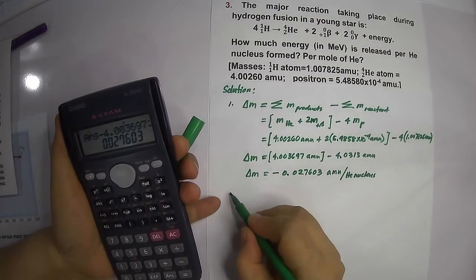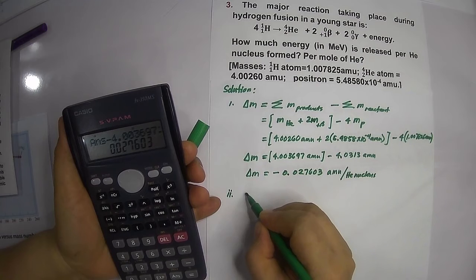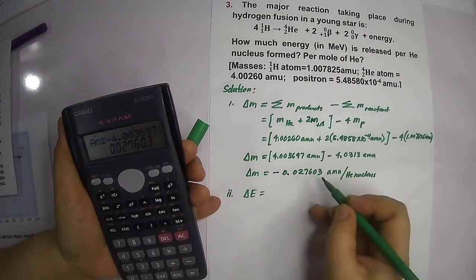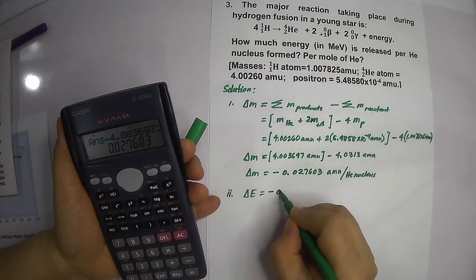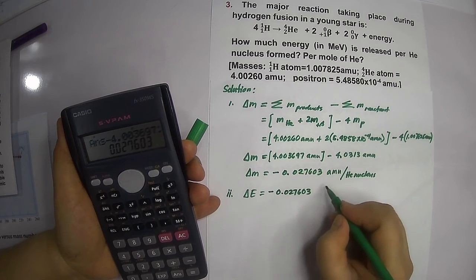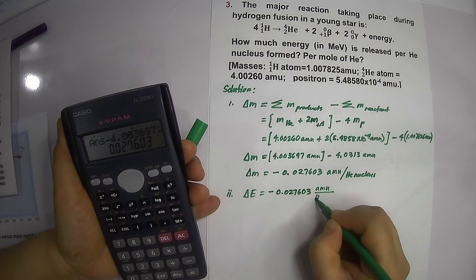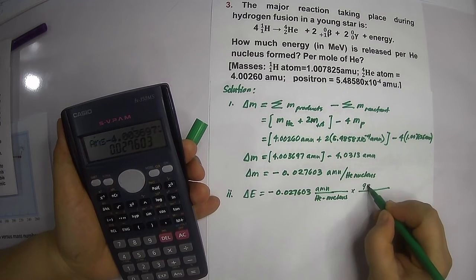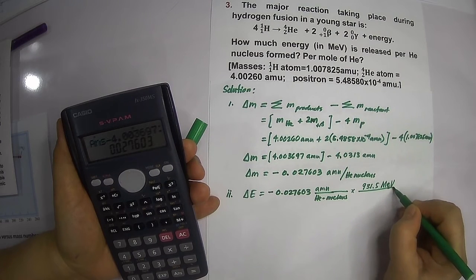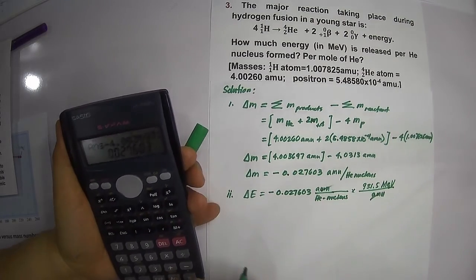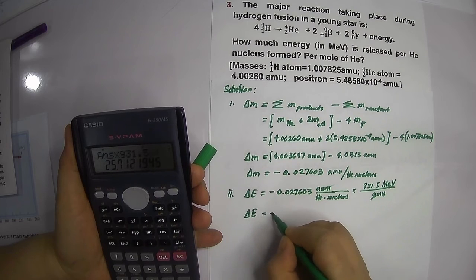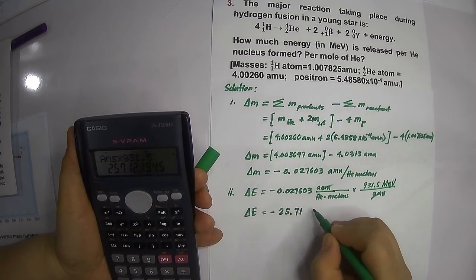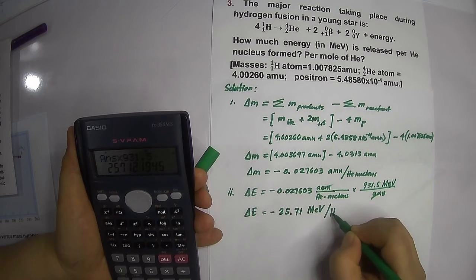Okay. So the next step is we convert that mass defect into energy by converting it to mega electron volts. The negative 0.027603 AMU per helium nucleus times 931.5 mega electron volt per atomic mass unit. So that will cancel out. So the energy is negative 25.71 mega electron volt per helium nucleus.